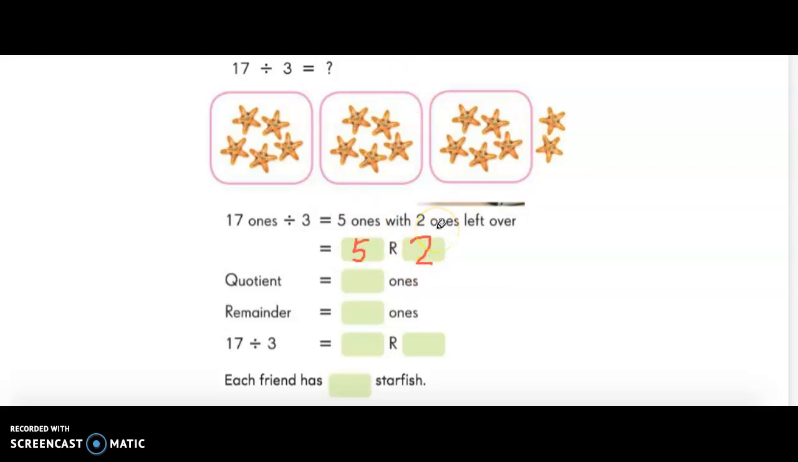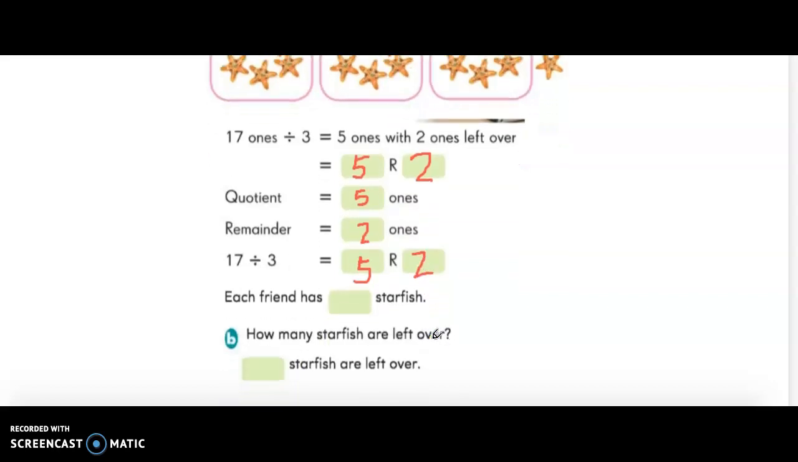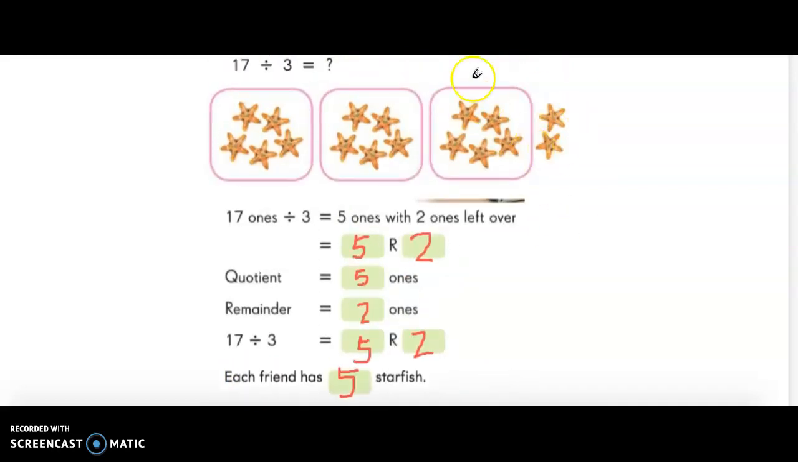Now, quotient means your answer, how many fit equally into the group. So there's 5 that fit equally, and the remainder is those that are left over that don't fit in the group, and there would be 2. Again, 17 divided by 3 would give us 5 remainder 2. So each friend has 5 starfish, and how many starfish are left over? There are 2 left over because that is our remainder here.